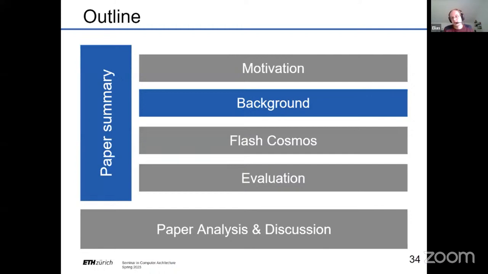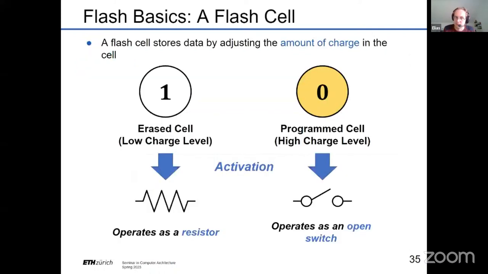So now I'm done with the motivations. I will continue with the background. To really understand what Flash Cosmos is about, you have to know how a flash memory works. And we will start with the single smallest thing, the flash cell. A flash cell is like a memory cell, and it can be either programmed or erased. When it's erased, it has a one in it, and when it's programmed, it's zero. And you have to think of it like, when it's erased, it acts like a resistor, and when it's programmed, it's an open switch. If you're into electronics, you can imagine it's a special type of transistor with some additional features.